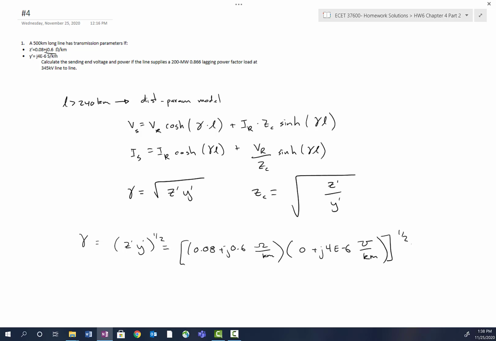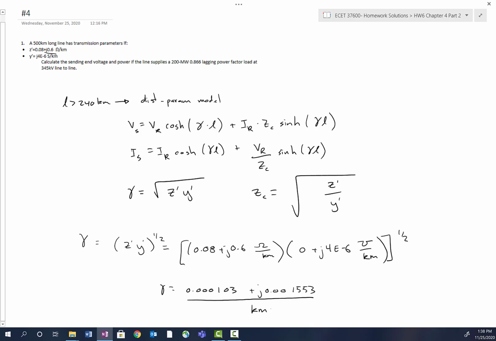So you can see from the units that the mho and the ohm annihilate one another, the kilometers multiply by one another, so the units under the radical are 1 over kilometer squared. Then we take the square root of that, and so we get 1 over kilometers for the units. If you type this into your calculator in rectangular mode, this is what you're going to get: 0.0000103 plus j0.001553, and we know that is per kilometer.